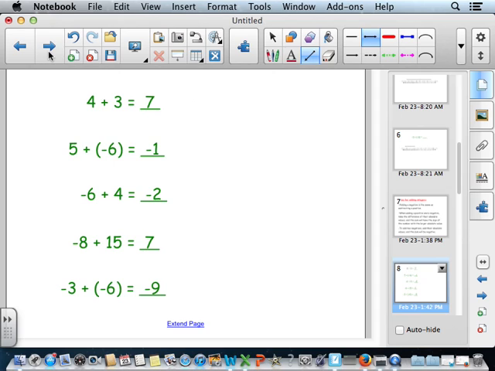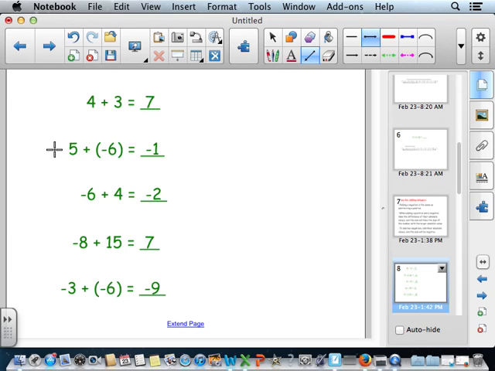Now I want to take a look at the same 5 examples that I used when I was using the number line to add. First I have 4 plus 3. Adding two positives is simple. We've been doing it since we started working with numbers. 4 plus 3 is 7. I don't necessarily need a rule to remember how to add two positive numbers.